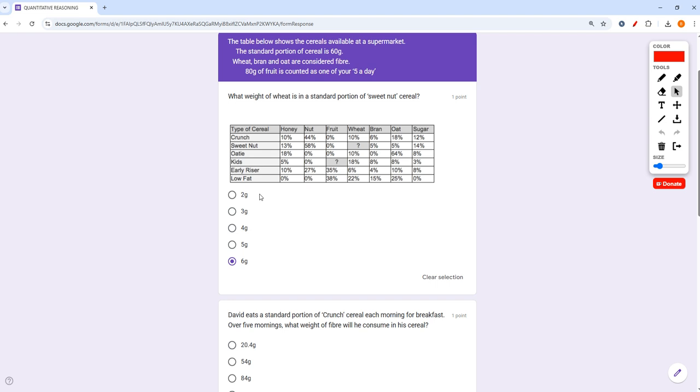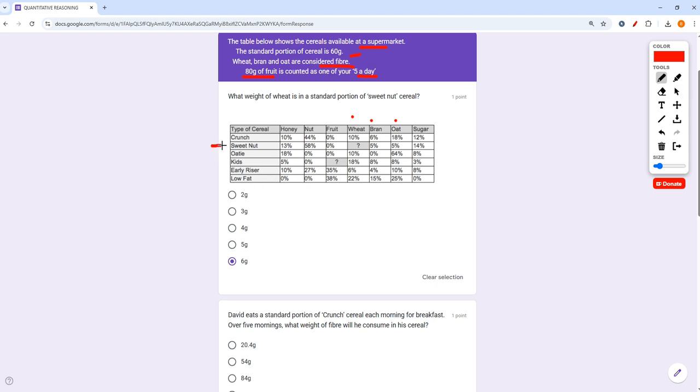Build the UCAT using speed maths quant section part 2. The table below shows the cereals available in the supermarket. A standard portion is 60 grams. Wheat, bran, and oat are considered as fiber. And 80 grams of fruit is one of your 5 a day. Ready? Okay. So what are we looking at?